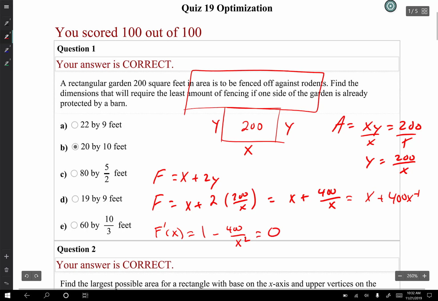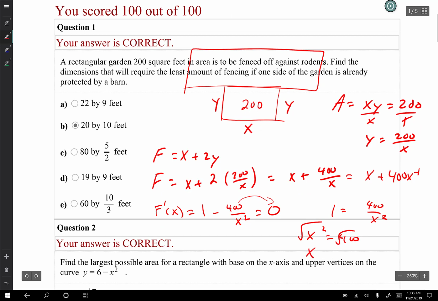Set this equal to 0. Because this is a restraint or a closed region, you know that this one critical value has to be your min. So I'm going to move this to the right. So 1 equals 400 over x squared, times x squared. x squared equals 400, square root, and I want to say that x equals 20.